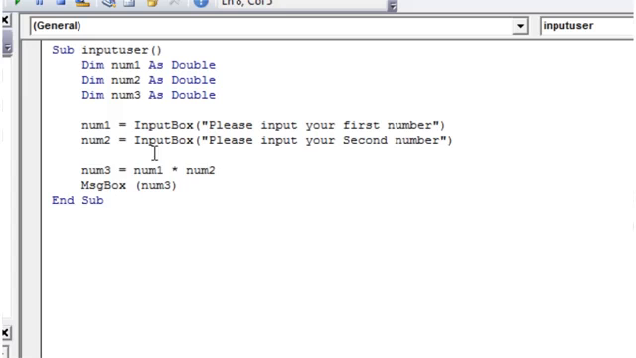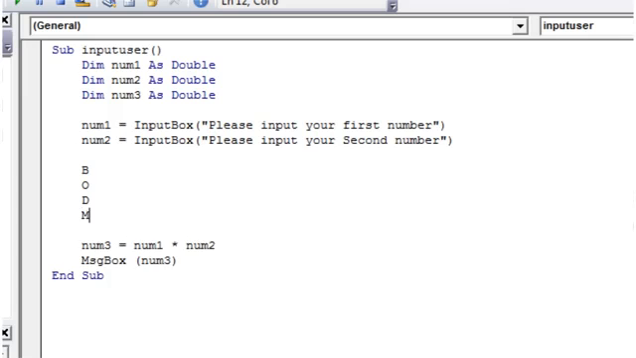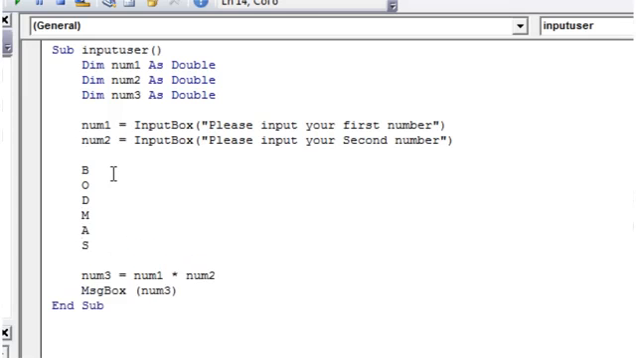So for those that haven't heard of this, BODMAS. So what this means is brackets over division, multiplication, addition, subtraction. So all this means is anything in brackets gets done first, then it's followed by anything that has a division, then a multiplication, then any additions, and then any subtraction.